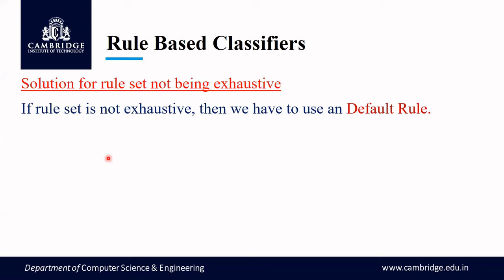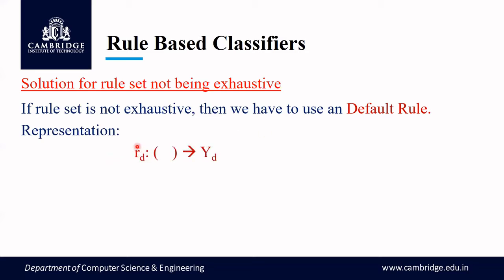So if the rule set is not exhaustive, then what we have to do is we can use a default rule. This is the solution for the exhaustiveness problem. If the rule set is not exhaustive, then we can use a default rule. So how does the default rule look? What is that default rule? This is how your default rule looks.